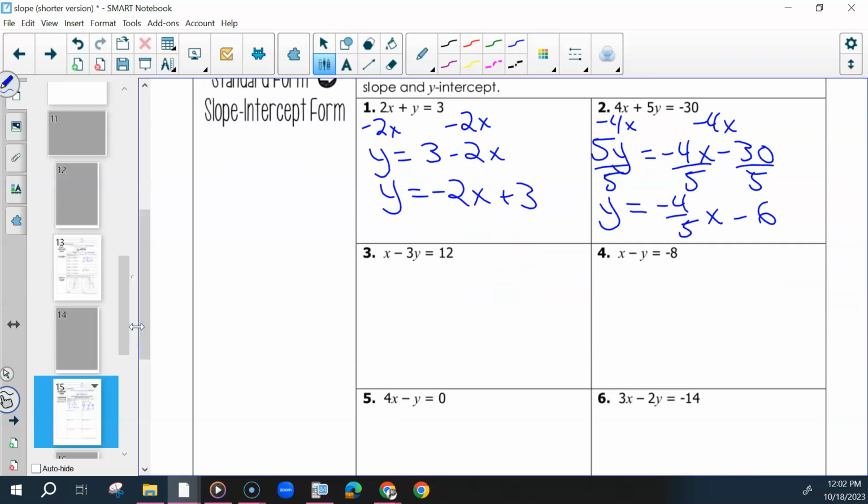Number 3. How do we start that one? Get rid of the x by subtracting x from both sides, yes? Yes. I'm going to rearrange. Negative 3y equals negative x plus 12.